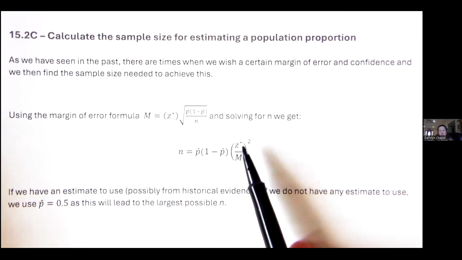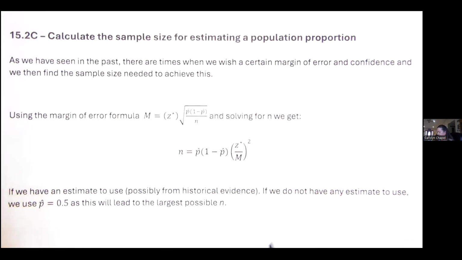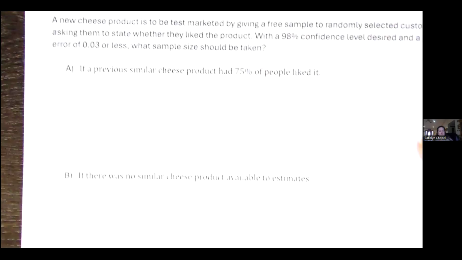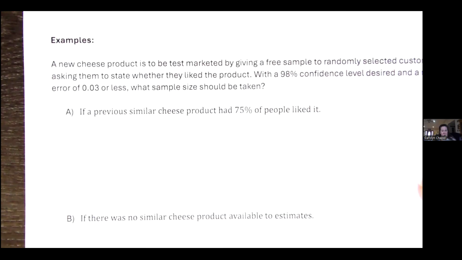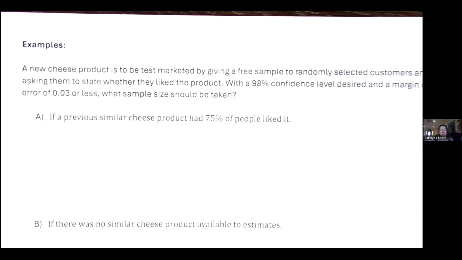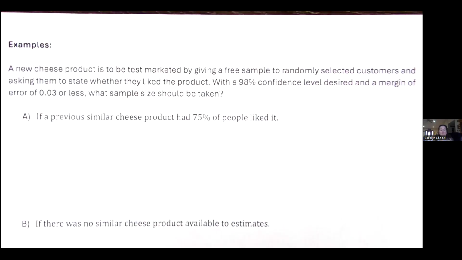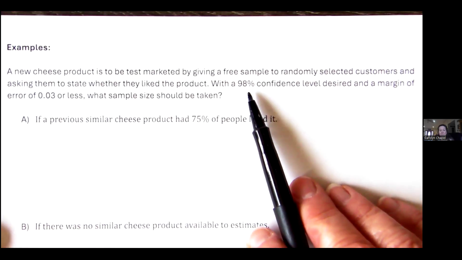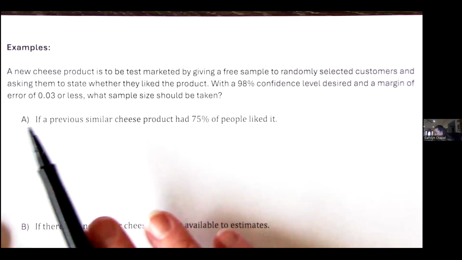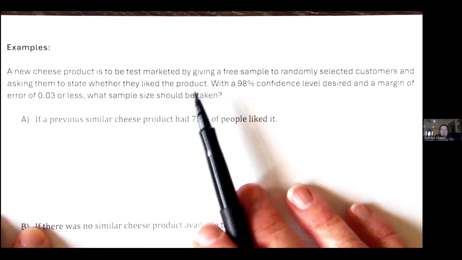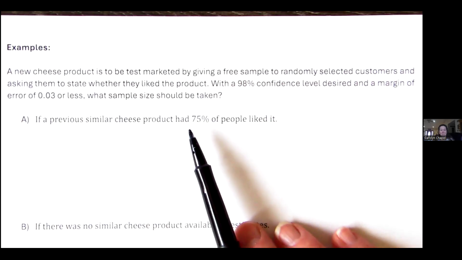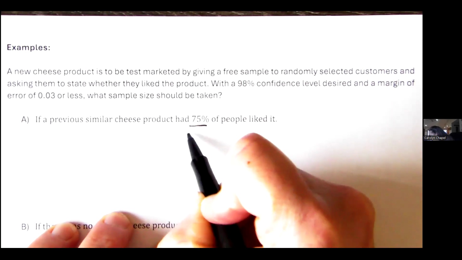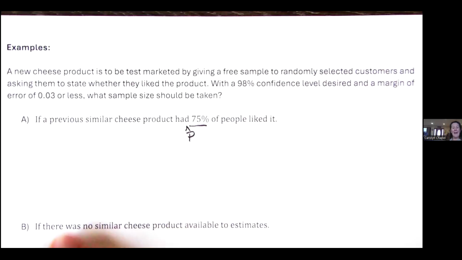Okay, knowing that z star and m are just some numbers, constant values. All right, so here we're going to do a couple examples. So we have a new cheese product being tested by giving out free samples to customers and asking whether they like it or not. They want a 98% confidence level, and they want to be within 0.03. Suppose they had a previous cheese and they found that 75% of those people liked it. So this would be something they could use as an estimate for p hat.